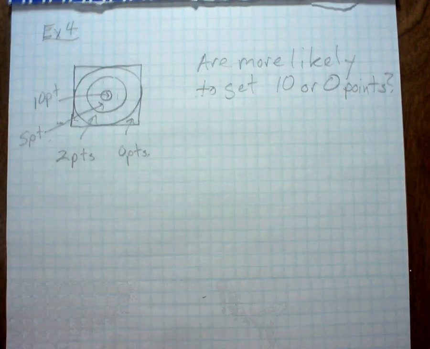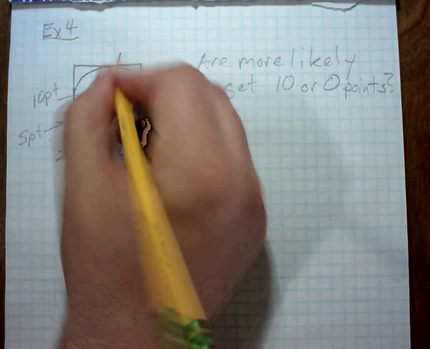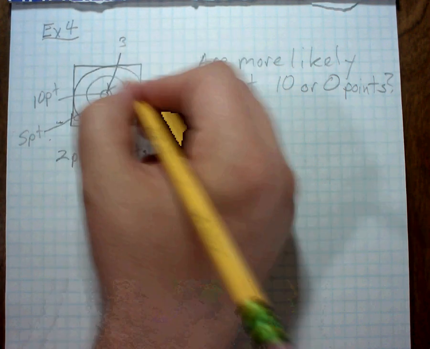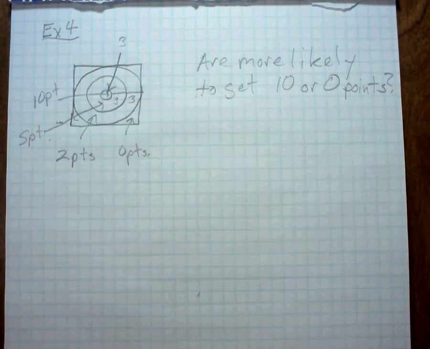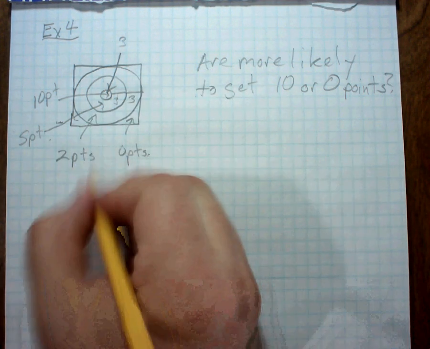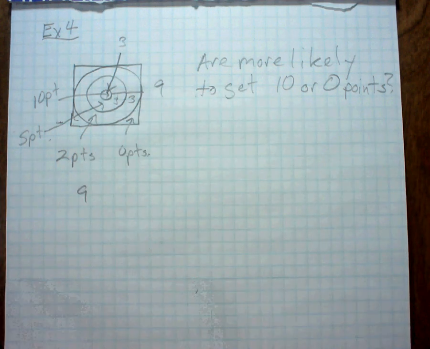So I throw one dart, and how do I figure out the probability? Well, the one thing that I know is that the radius of this is 3 inches, and then you go out another 3 inches, and then you go out another 3 inches. So that means I can determine that I have a square that is 9 by 9 inches. So what we're going to do is compare the probability of getting 0 points versus the probability of getting 10 points.